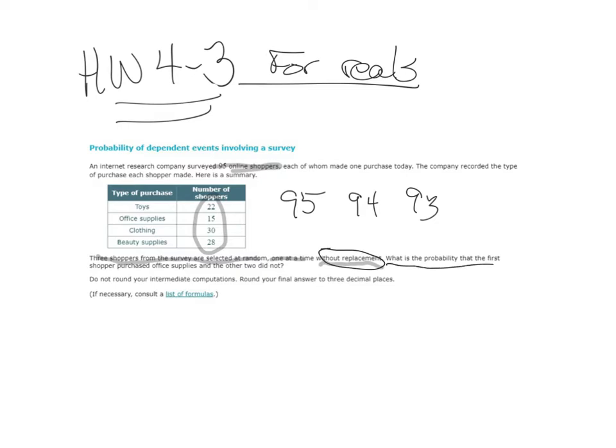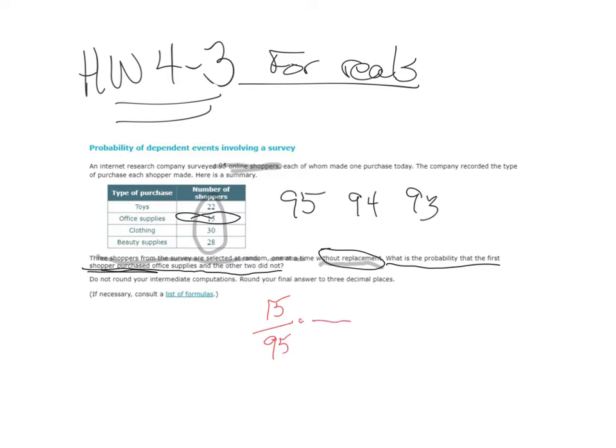Question is, what is the probability that the first shopper purchased office supplies and the other 2 did not? Okay, so let's just get with the first one. First things first, what is the probability that the first shopper picked office supplies? Well, there are 15 office supplies there, 15 out of the 95. So the probability of that first shopper getting office supplies is 15 out of 95.